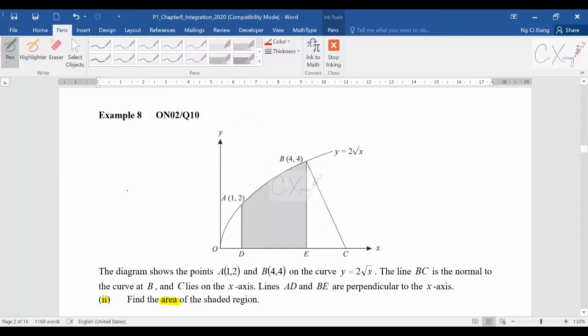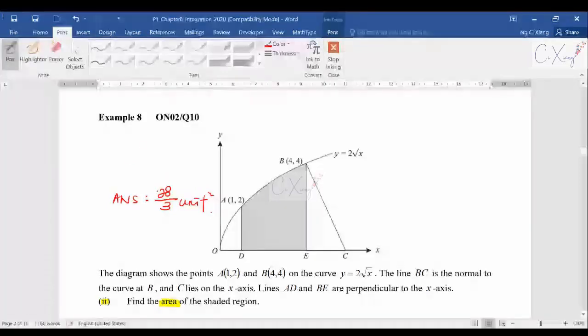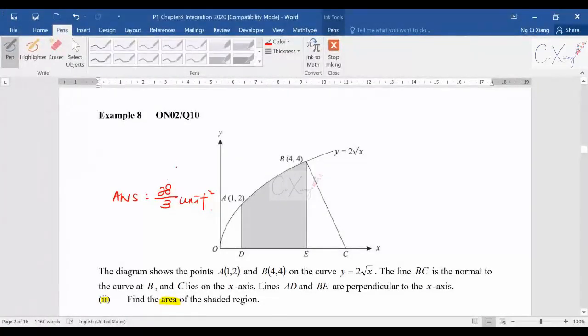So again, you should know what I want you to do already. Complete the example yourself, and the answer for this area should be 28 over 3. So please try and see whether you can get this answer or not. If you cannot get an answer or you get stuck, please message me and let me know. Then we proceed further.